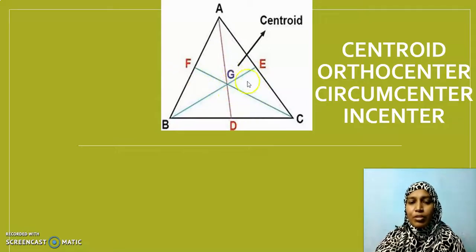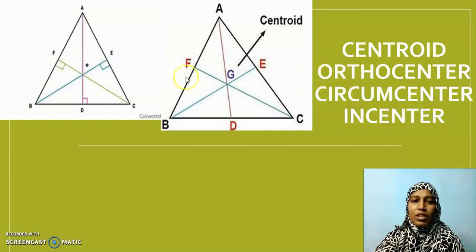We get medians by joining the vertex and the midpoint of the opposite side. That line segment is called a median. We have three medians. All these three medians meet at a point and that point is called the centroid.